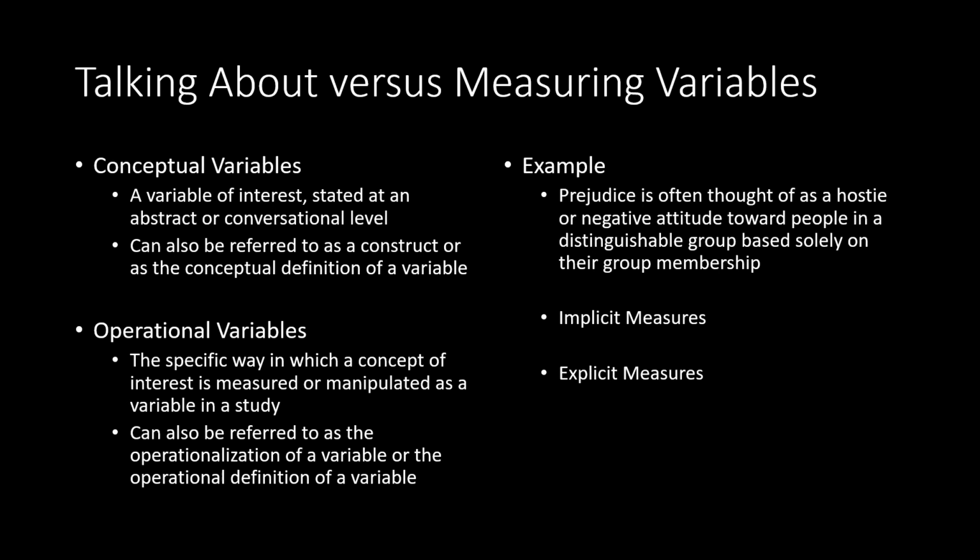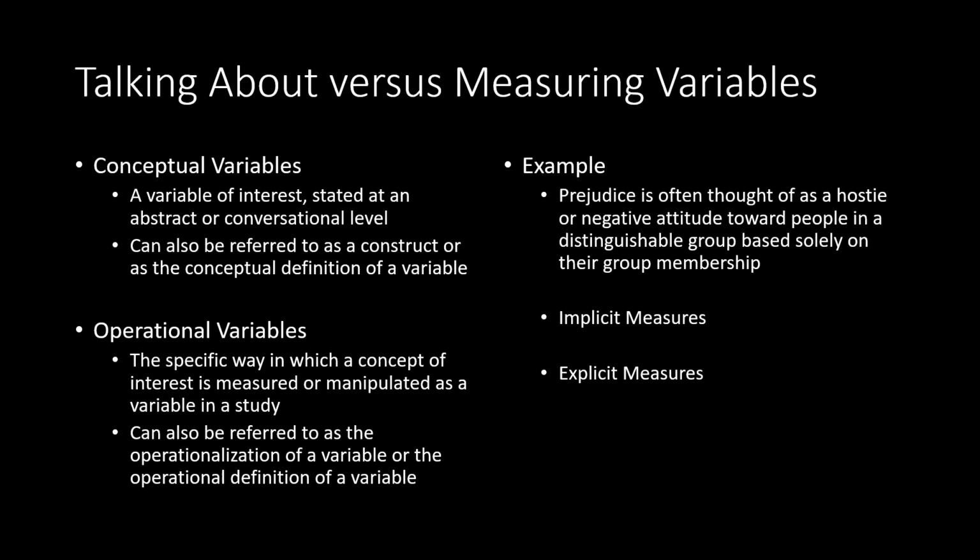Now, when we're talking about variables versus actually measuring variables, there is a distinction in how we talk about them. So conceptual variables are how we ultimately talk about variables, and these are stated at some abstract level. Another way of referring to this, just to know, is either as a construct or as the conceptual definition of a variable. Now, oftentimes this is just how we speak about it or write about it or even sometimes think about it, but it is very difficult to measure in this format.